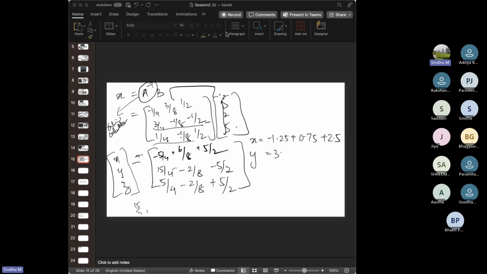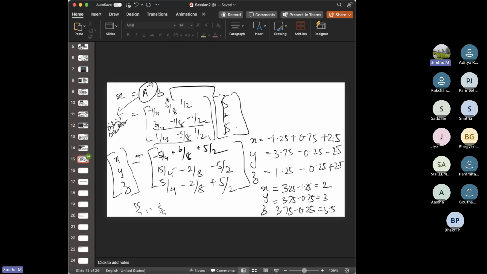So this will be 2.5 plus 0.75, 3.25 minus 1.25, and Y would be 3.75 minus 0.75, which is 3. This will be 1.25 plus 0.5, 3.75 minus 0.25.